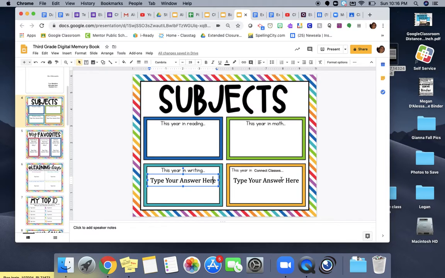And then Connect. This one, you can pick one Connect class and share something you did in that class. Or you could write about several. You could make the font smaller and write down several things that you did. Maybe you want to write something from each of those classes. You could do that also. You may want to make the font smaller. You may want to do something like this. You may want to write art and put a dash and then write something. And then music and a dash and put something else. So those are just some ideas.